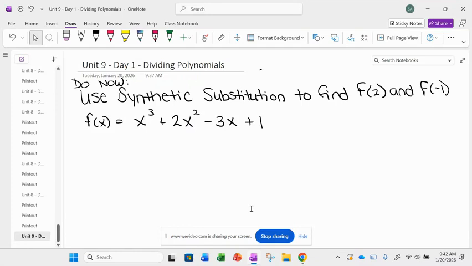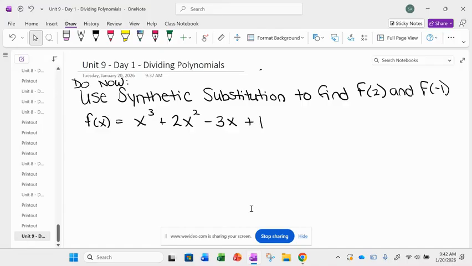Order, meaning the biggest exponent down to your constant. Do we have that? Biggest exponent down to constant, yes. Next thing we want to make sure is that there's no exponent that's missing. So if my biggest exponent is 3, I need an exponent of 3, an exponent of 2, an exponent of 1, and then a constant. Do I have all of that?